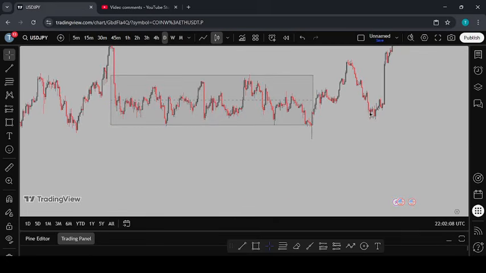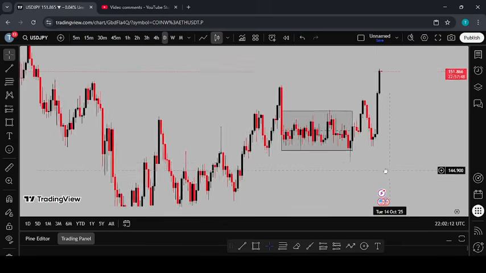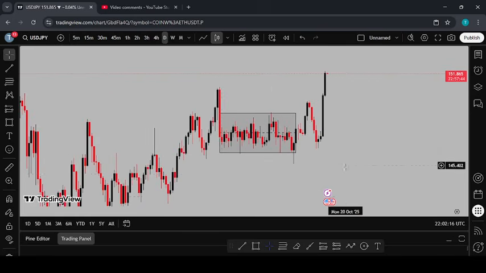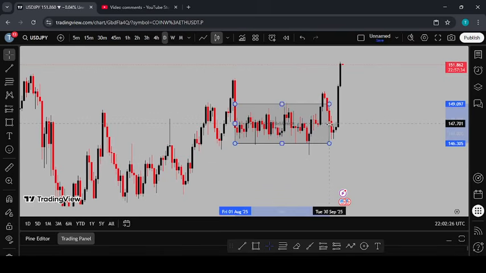If I go back to the daily time frame now, you think this is just a small range because you're watching a video. But if you look, this is actually a 2 month range. Now look, this range started August 1st, and this is where we are seeing the breakout from this range, October.